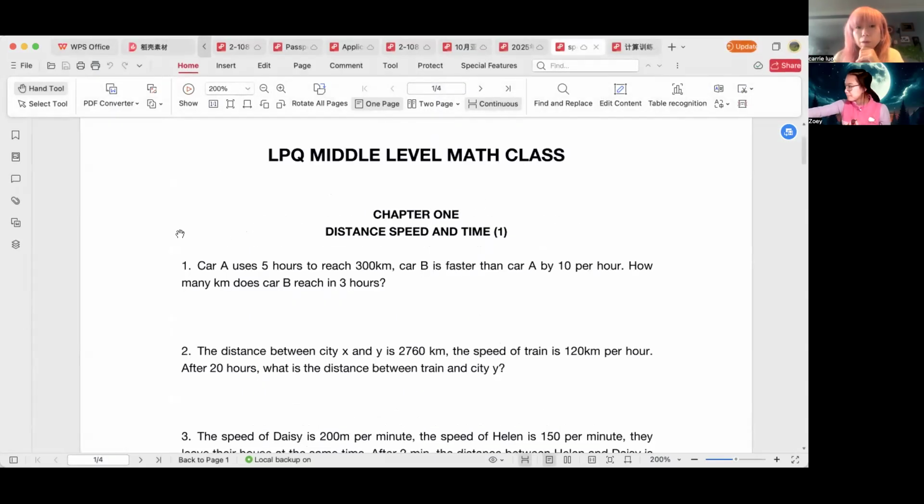Car A uses 5 hours to reach 300 kilometers, and car B is faster than car A by 10 kilometers per hour. How many kilometers does car B reach in 3 hours? This is a very easy question. Could you please directly tell me the answer?